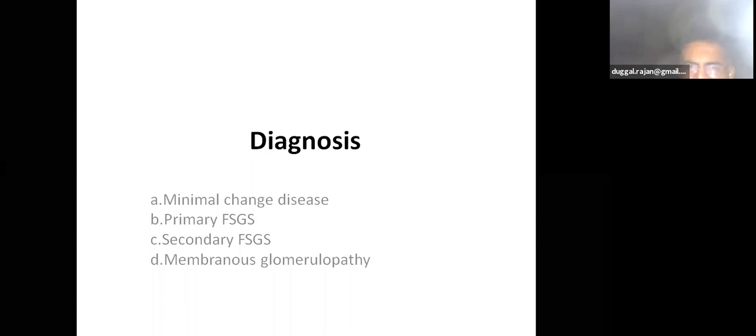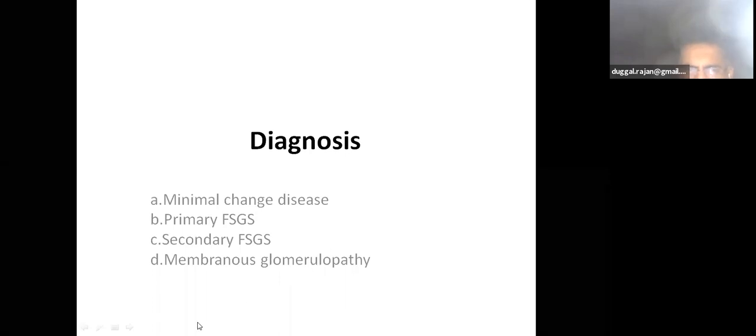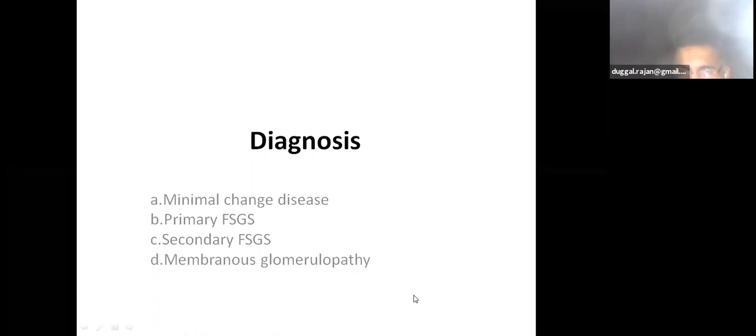So what is the likely diagnosis in this? First, minimal change disease, primary FSGS, secondary FSGS, or membranous glomerulopathy. So they are going to answer that. So you can raise your hand.